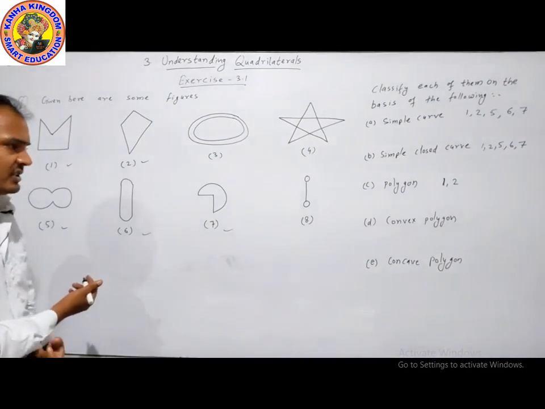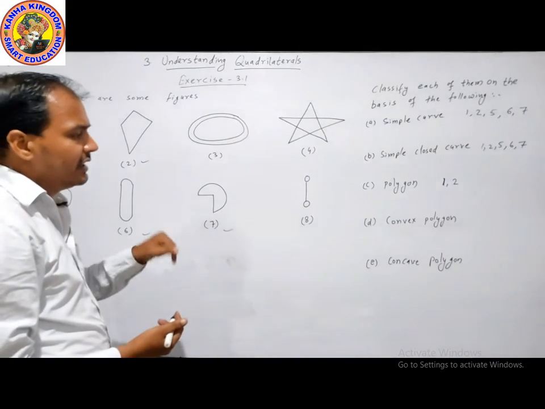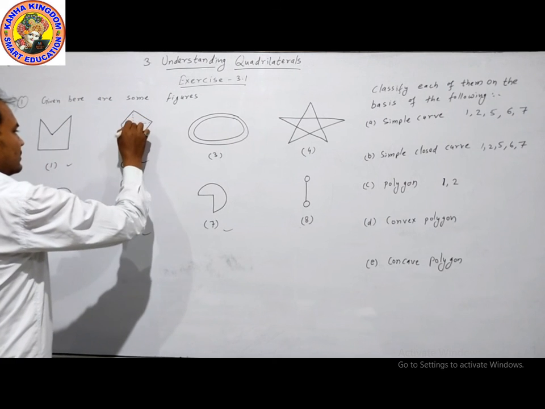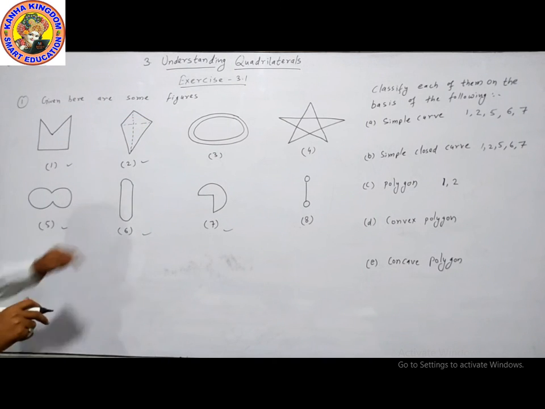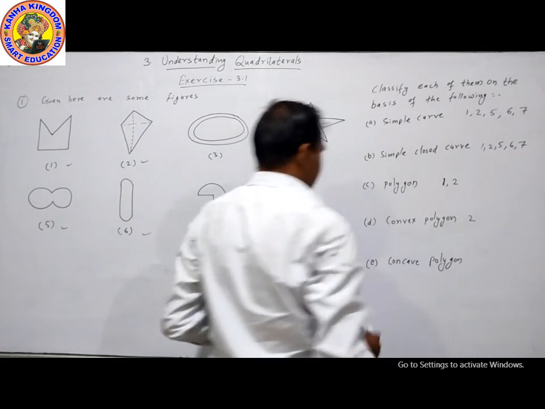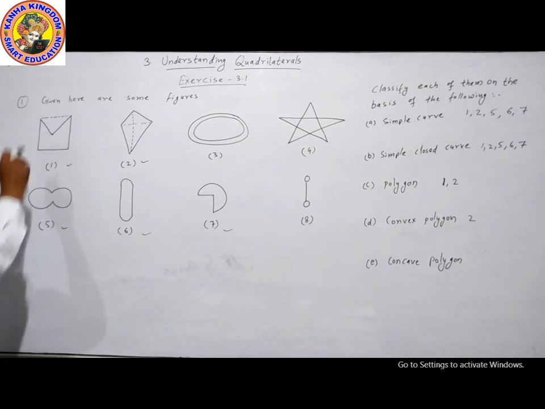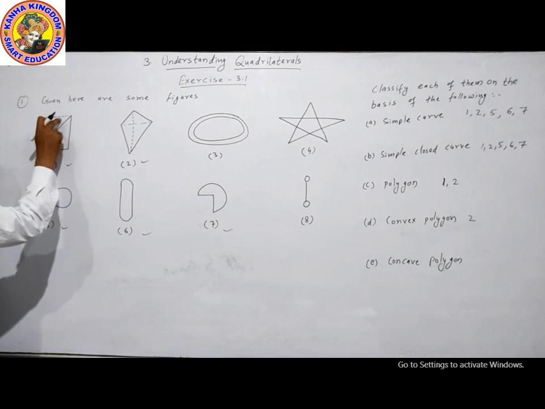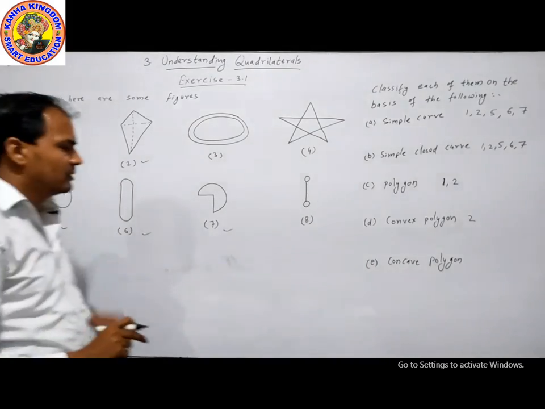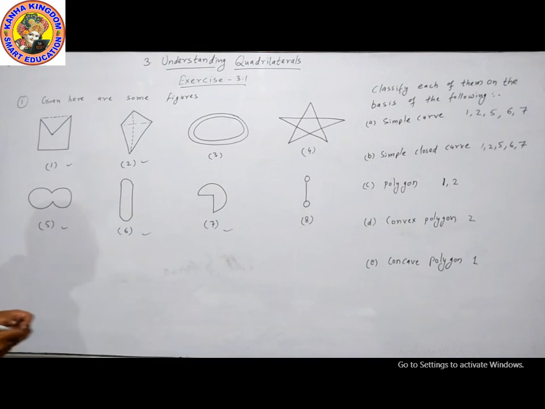Now convex. Convex means all the diagonals are in the interior of the polygon. In this we draw diagonals which are interior, so convex is 2. Concave: if a diagonal is exterior to the polygon, here is a diagonal, this is exterior to the polygon, so this is our concave. So the first diagram is a concave polygon.